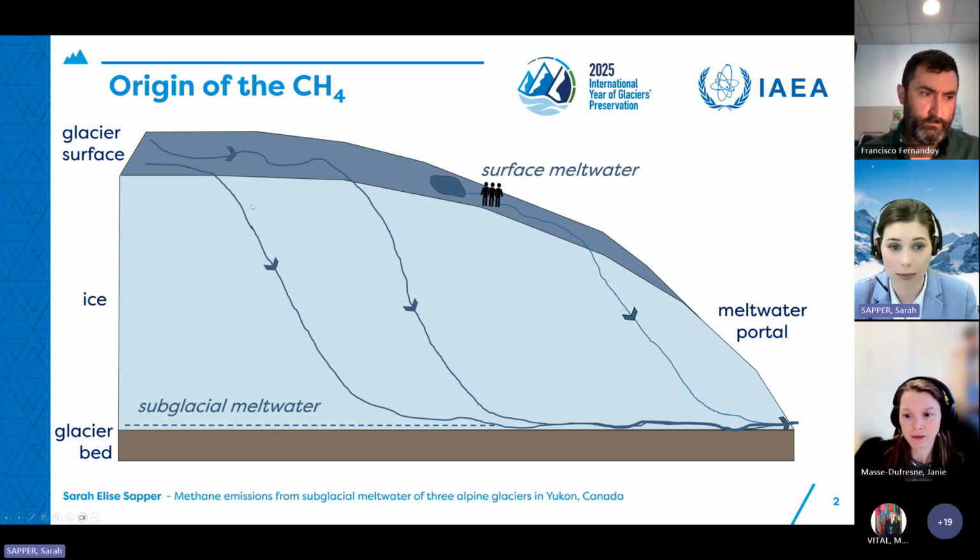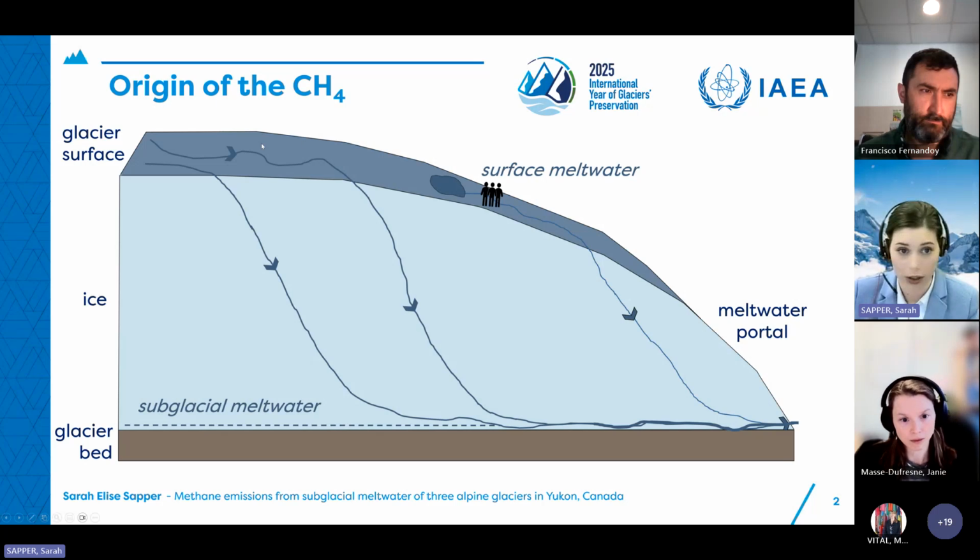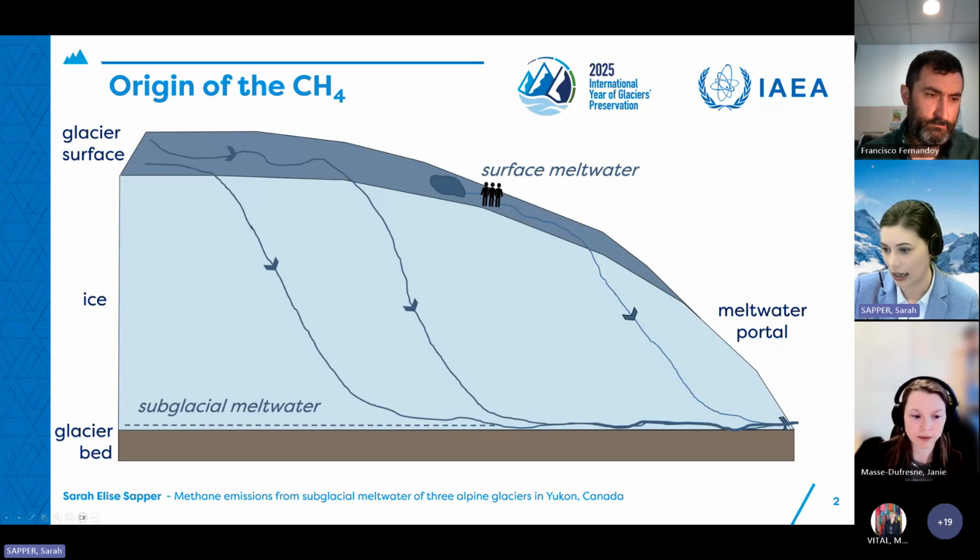So in summer, during the melt season, meltwater is produced on the glacier surface through the melt of snow and ice. This meltwater can flow along the surface of the glacier until it reaches small cracks, which it soon widens to larger channels and penetrates into the ice and flows out of the glacier through the meltwater portal. But further up on a glacier, this surface meltwater can penetrate all the way through the ice until it reaches the glacier bed, where it flows along.